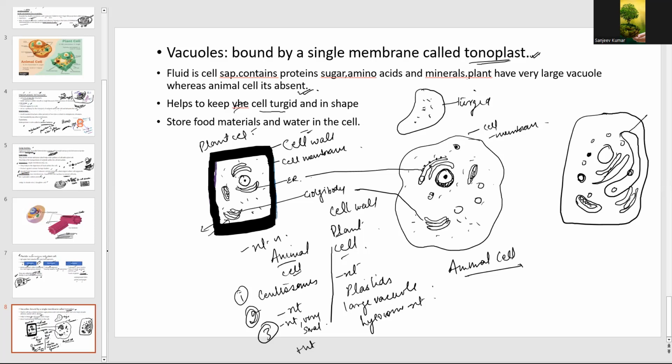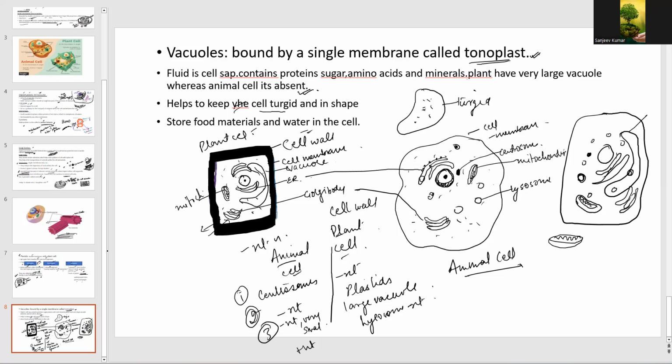Centrosomes are present near the nucleus in the case of an animal cell. This is the mitochondria position. Make it in very different colors. Then a large vacuole is present in the case of the plant cell. It is absent in the case of the animal cell.